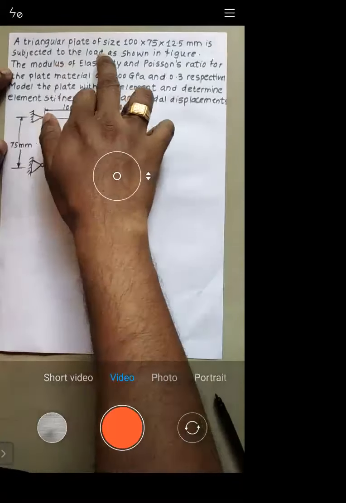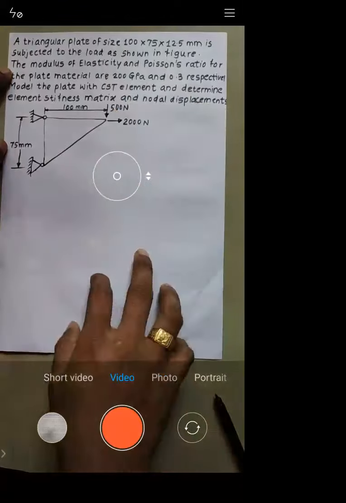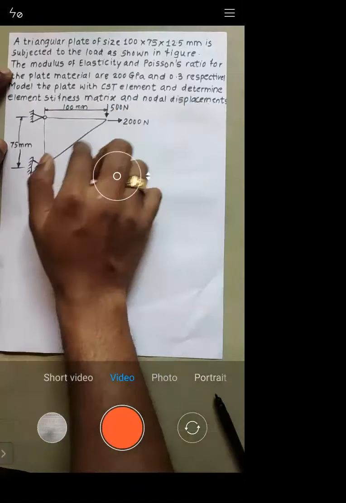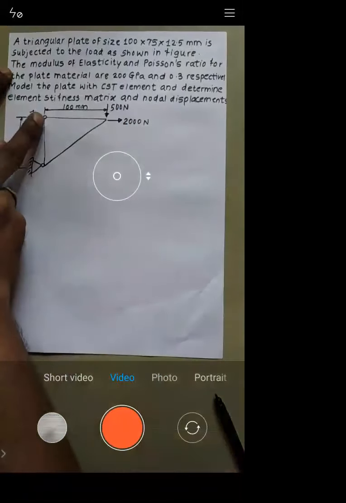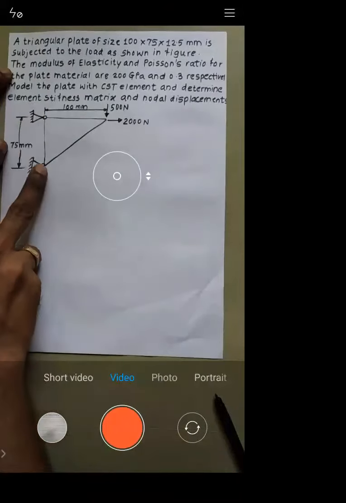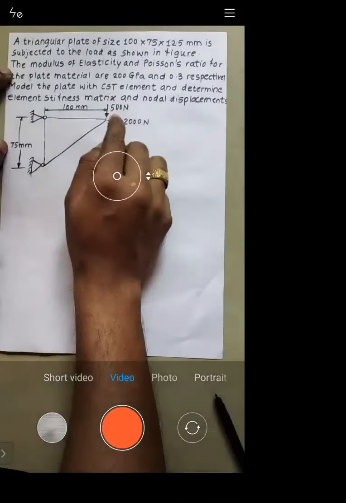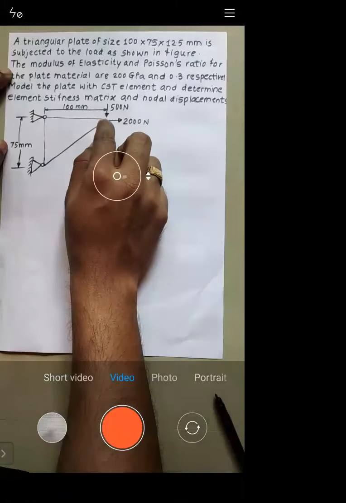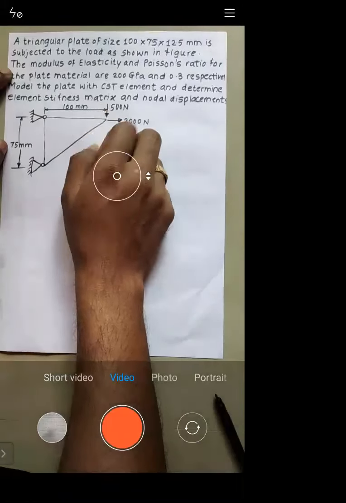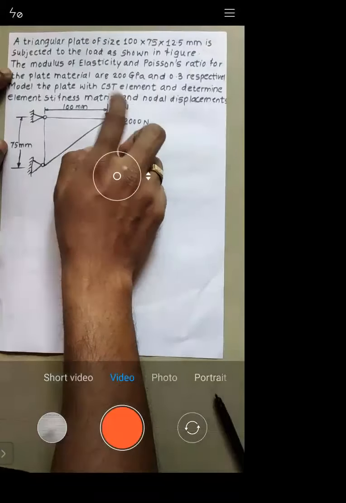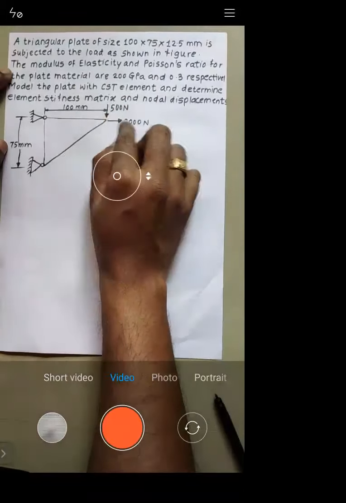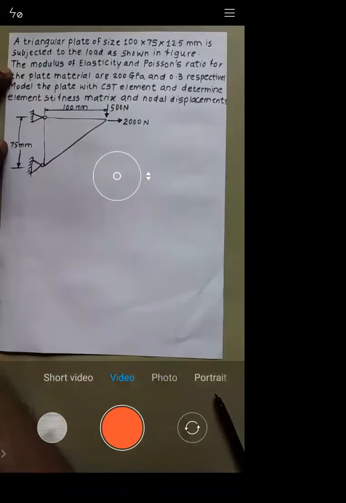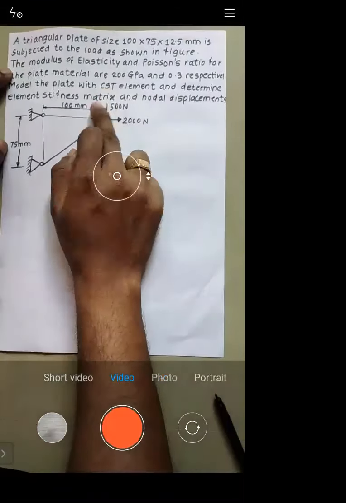Is subjected to the load as shown in figure. So if you can see this plate, which is fixed at this corner as well as this corner. One of the corners is free, and at that free corner they have applied the load. They have applied 500 Newton in vertical direction and 2000 Newton in horizontal direction, right? So this is the loading which is given.